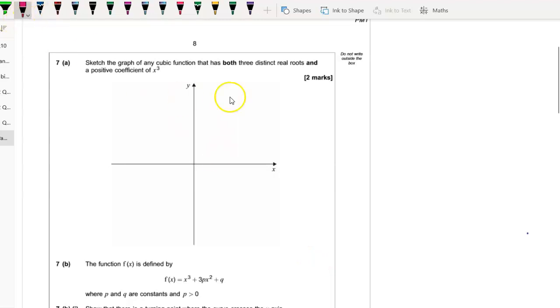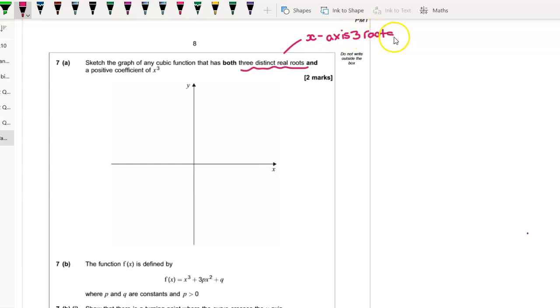Hello! Right, question 7a. Sketch the graph of any cubic function that has three distinct real roots. Right, so that means it crosses the x-axis 3 times. Crosses through the x-axis 3 times, 3 distinct roots.